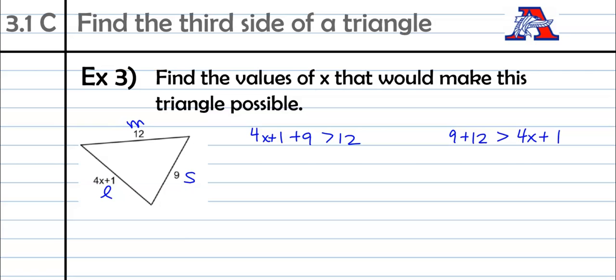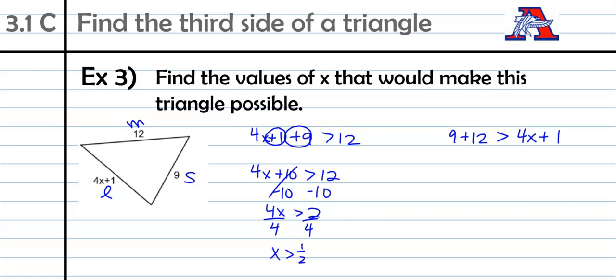Definitely pause the video here if you need time to catch up. I'm going to go through the algebra pretty quickly here, but make sure you pause so that you're keeping up. So first thing I would do is combine some like terms. I have a 1 and a 9 that combines to make 10. So 4x plus 10 is greater than 12. Subtract 10 from both sides. 4x is greater than 2. Divide by 4. Don't be afraid of that. It's just a fraction. X is greater than a half. 2/4 is the same as a half.